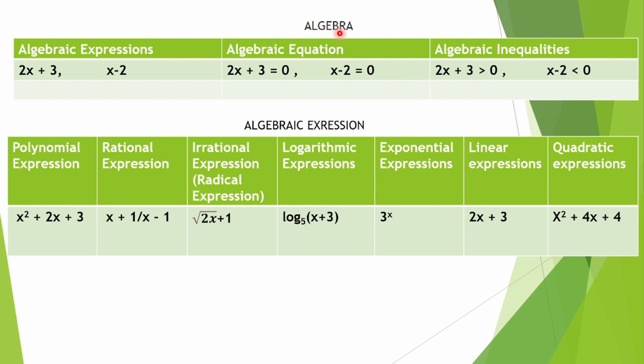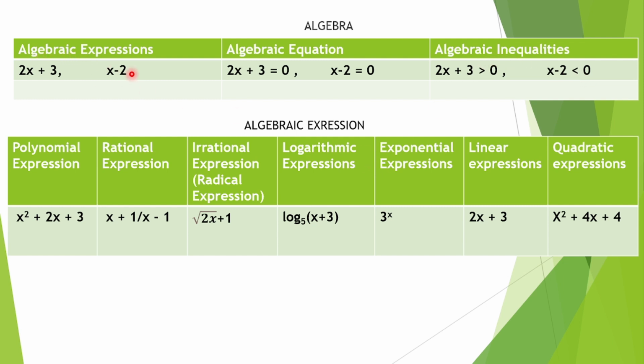So algebra can be classified into algebraic expressions, algebraic equations and algebraic inequalities. 2x plus 3 and x minus 2 are examples of algebraic expressions, while 2x plus 3 equal to 0 and x minus 2 equal to 0 are algebraic equations, while 2x plus 3 is greater than 0 and x minus 2 is less than 0 are algebraic inequalities.